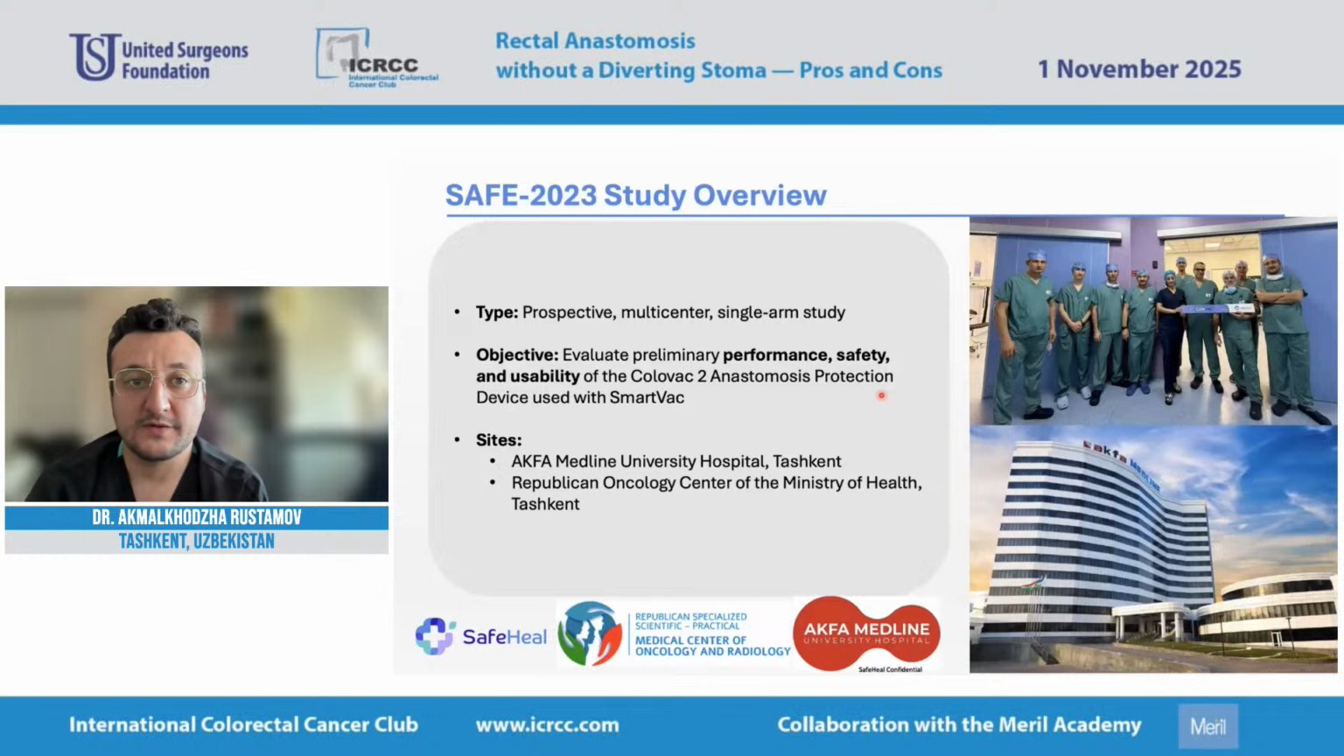Here you can see our team. The study was a prospective, multi-center, single-arm study, and our objective was to evaluate preliminary performance, safety, and usability of the Colovac 2 anastomosis protection device used together with SmartVac. There were two sites. The first site, Akfa Medline University Hospital in Tashkent, and the second one, Republican Oncological Center of Uzbekistan.